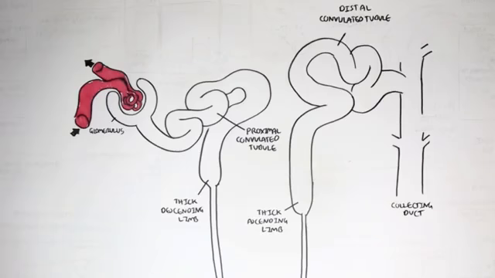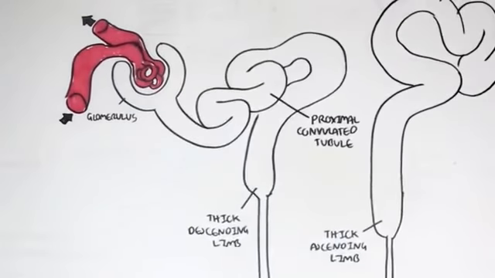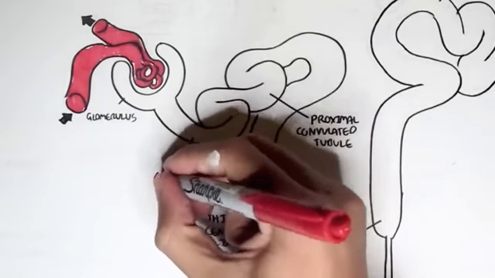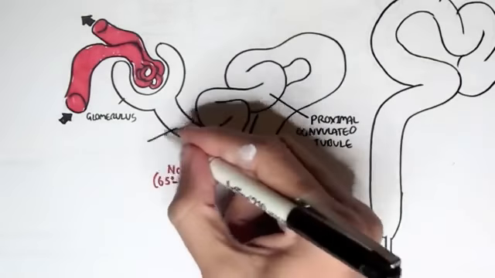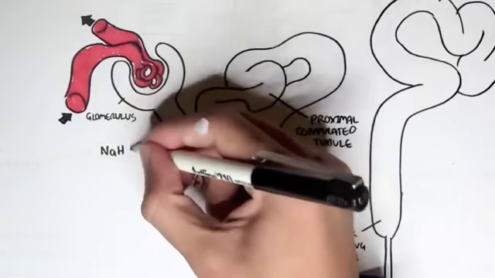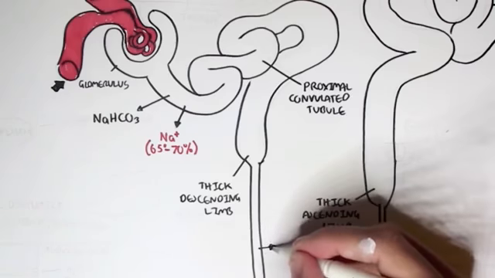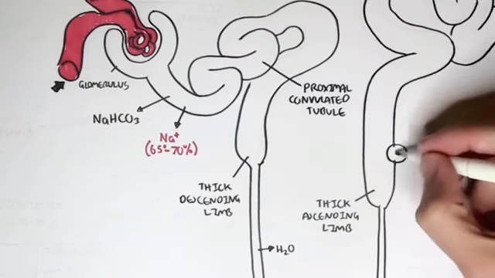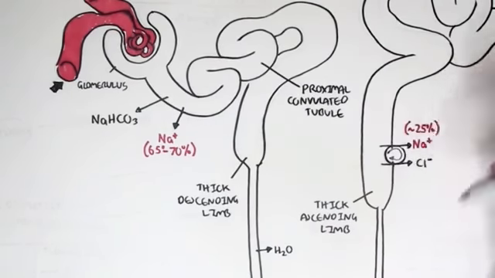Now let us look where along this tubule of the nephron sodium and other substances can be reabsorbed. For example, the main site of sodium reabsorption is in the proximal convoluted tubules, where approximately 65 to 70% is absorbed. Sodium bicarbonate can also be absorbed in the proximal convoluted tubules. Water is reabsorbed within the descending limb. And in the thick ascending limb, we have a transporter, a symporter, which reabsorbs sodium, potassium, and chloride. About 25% of sodium is reabsorbed here.